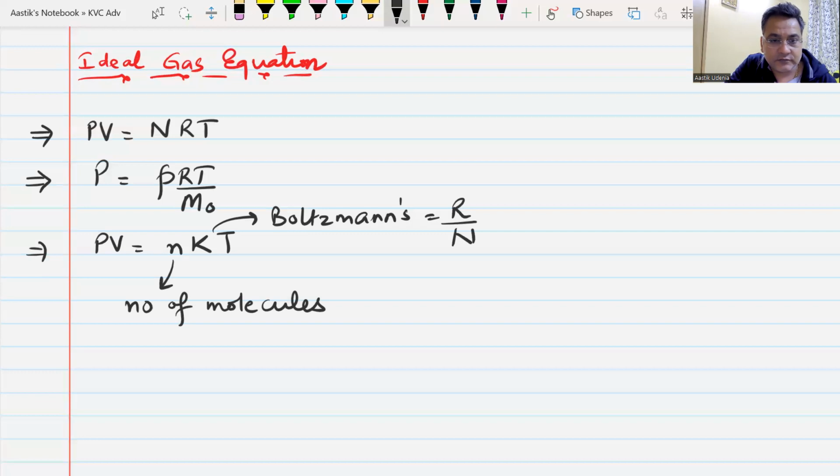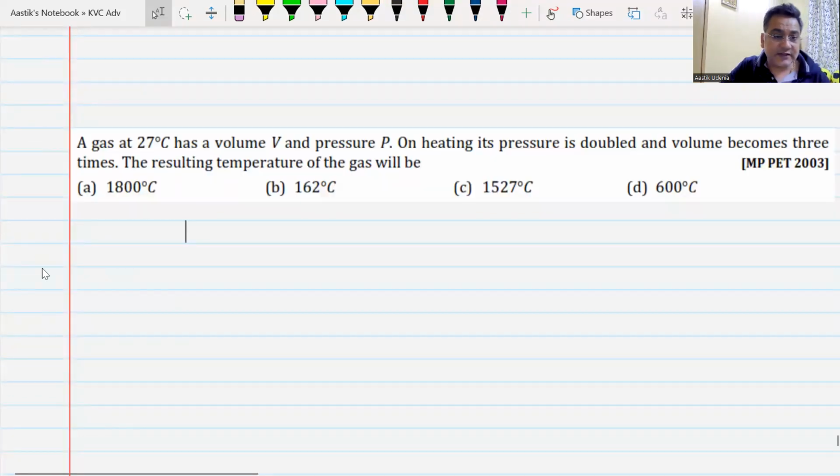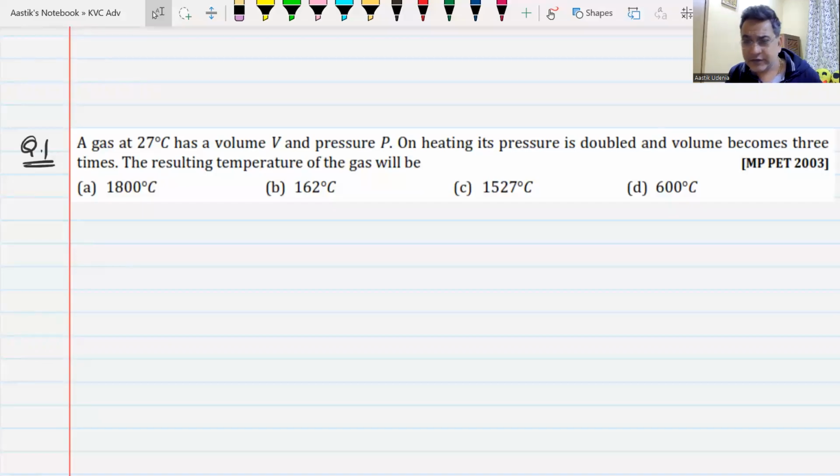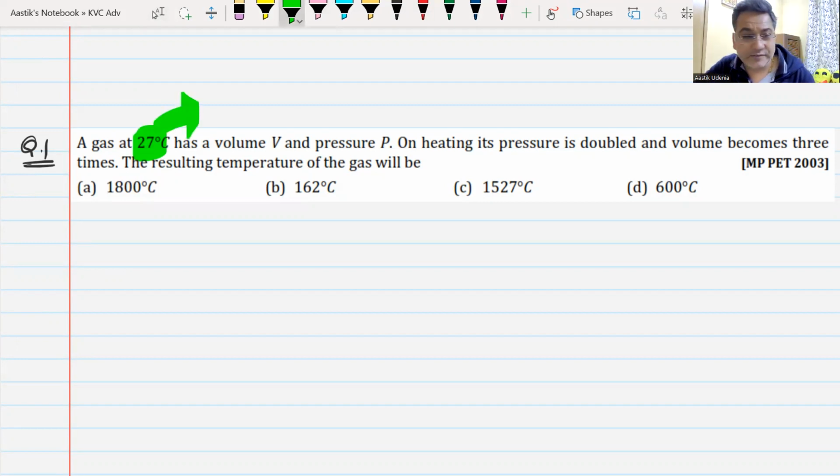Have you noted this down? Yes, sir. Then comes the first question. Solve it down fast so that we can move ahead. A gas at 27 degrees Celsius has a volume V and pressure P. On heating the gas, the pressure is doubled and the volume becomes 3 times. What is the temperature of the gas? I'll give you 1 minute to give me the answer for this one. Remember, wherever we have to use temperature in physics, in thermodynamics, we always use temperature on the Kelvin scale.